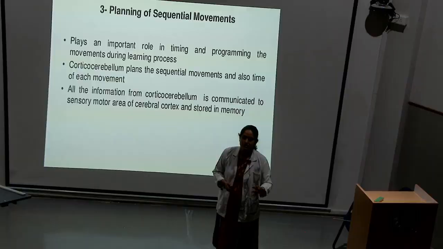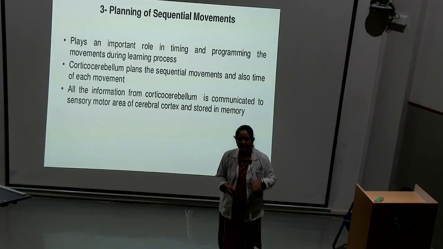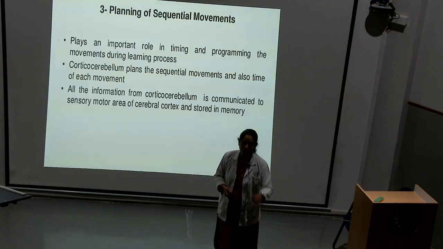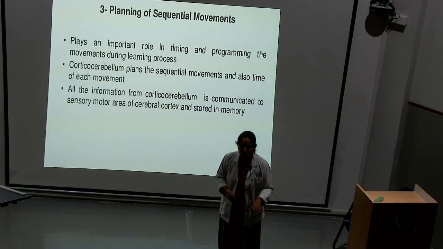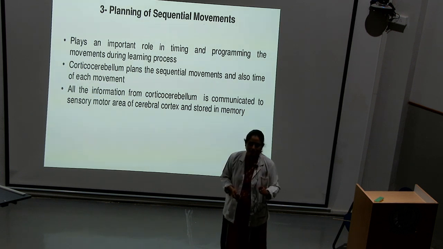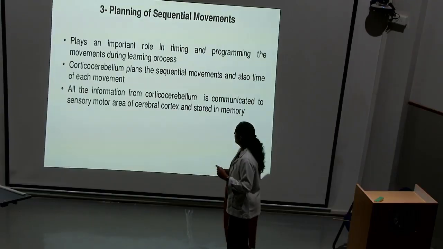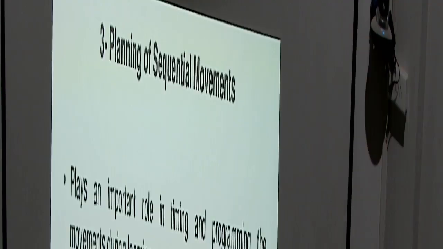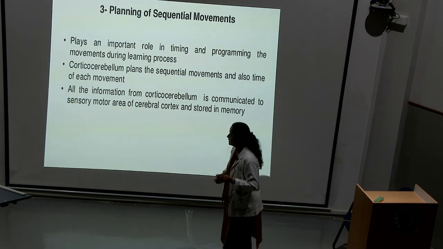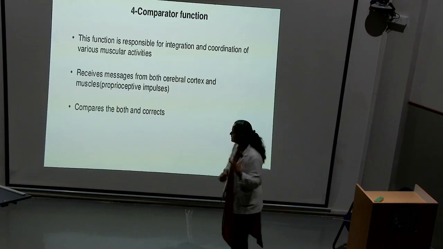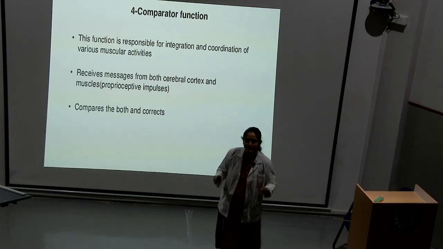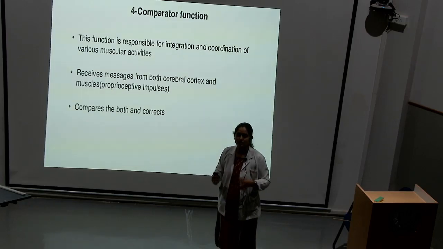Then planning of sequential movements. When you are cycling, when the leg has to come up, when the leg has to go down, how you should maintain your leg on the pedal, all this planning and the sequence is planned by your cerebellum only. All the information from the corticocerebellum is communicated to the sensory motor area and it is stored in the memory. So, every time you call for that action, without any glitches, without any technical error, you are able to do it smoothly. So, every time you start cycling, you don't look like a beginner.